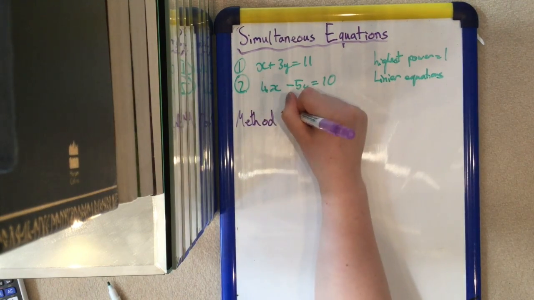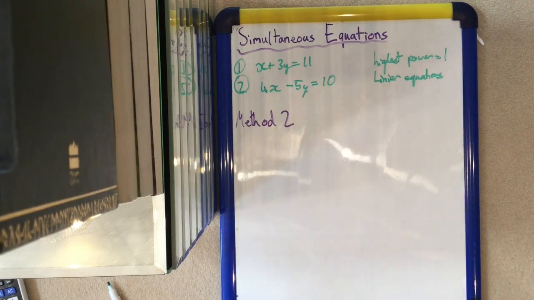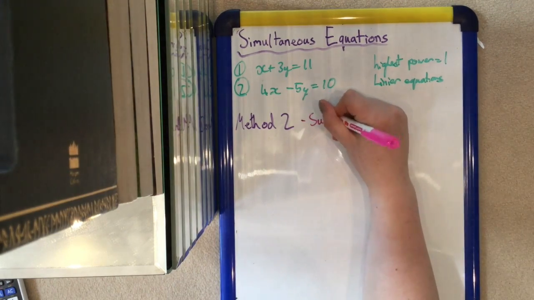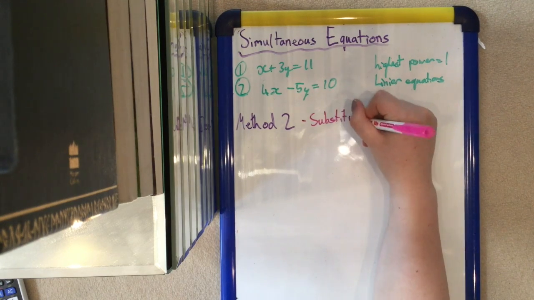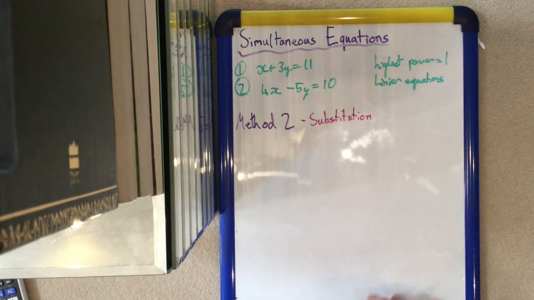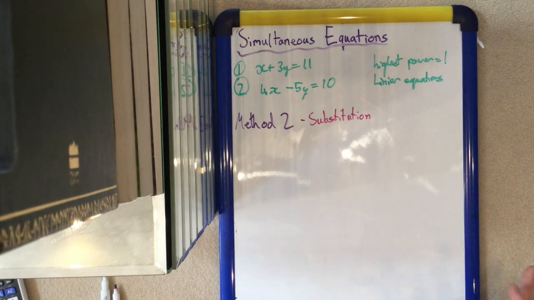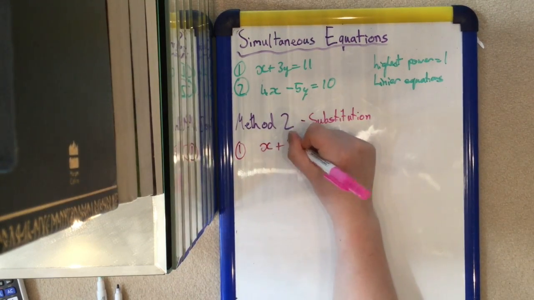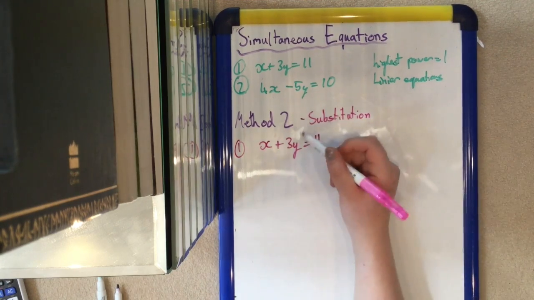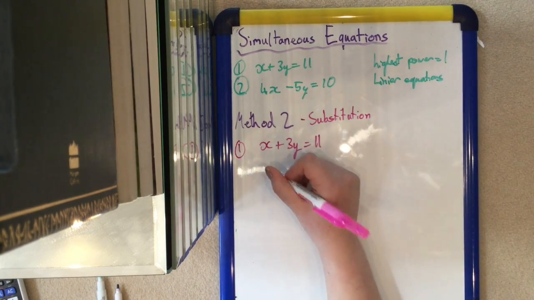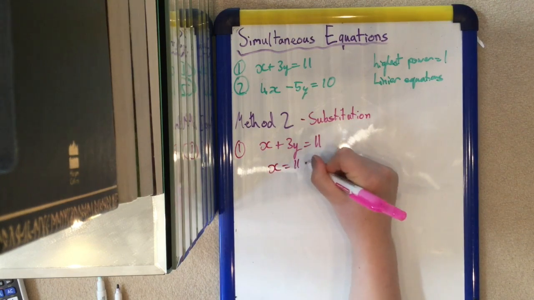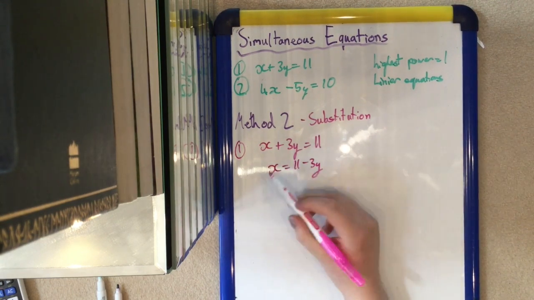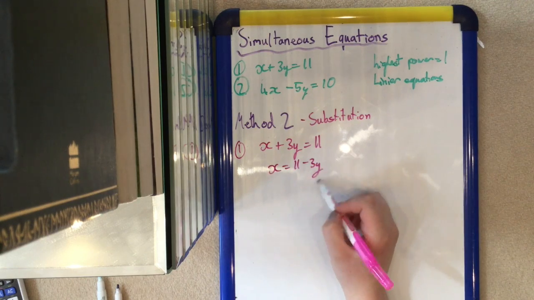The second way to solve this pair of linear simultaneous equations is called substitution. And this method not only works for linear simultaneous equations, but for nearly any pair of simultaneous equations you will have to solve. So I'm going to take equation 1 again, x plus 3y equals 11. I'm then going to make x the subject of that equation. So x is 11 minus 3y. I now have x in terms of y.